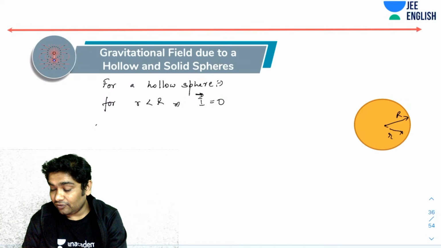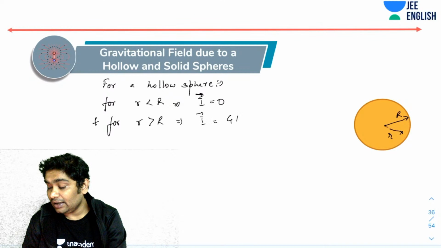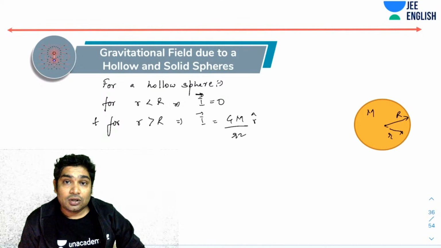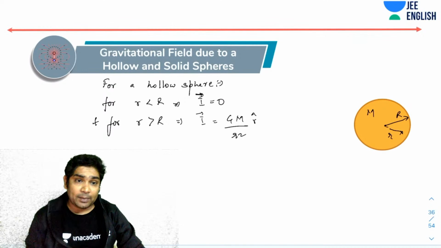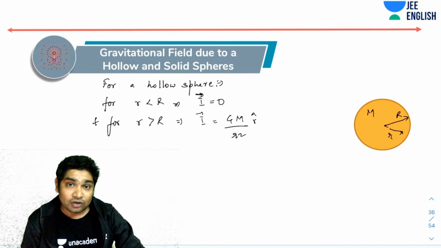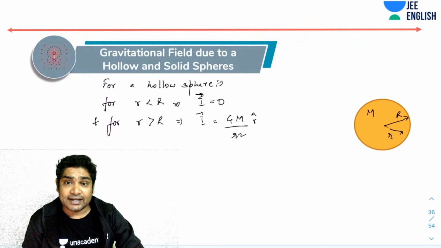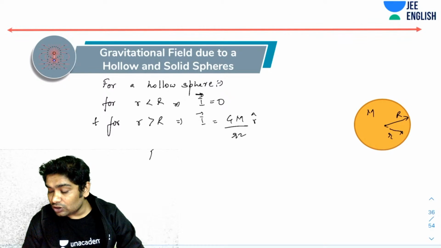And for r greater than R, I would be G M over r square r cap, if M was the total mass of this. So any point outside the shell behaves as a single point mass, with the entire mass kept at the center of the shell. And for any point inside the shell, the gravitational field intensity is 0. Again, we're not going to talk about the proofs of this.